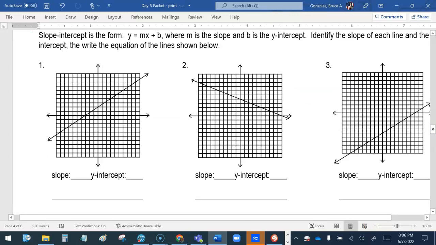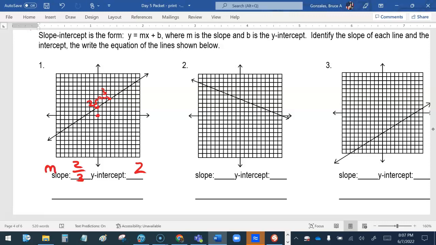The slope. So if you pick 2 points, you can count the rise over run. If you pick these 2 points, it goes up 2, to the right 3. So that's 2 over 3. And it hits the y-axis, here's the origin, at 2. So if you can count the rise over run, that's the m. And if you can find the y-intercept, that's the b. You just write y equals mx plus b. Do you see how I just wrote 2/3 x plus 2?